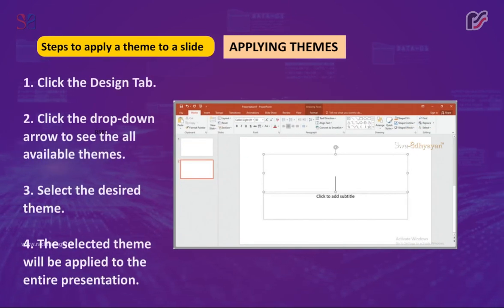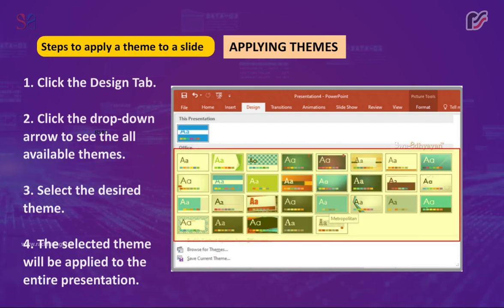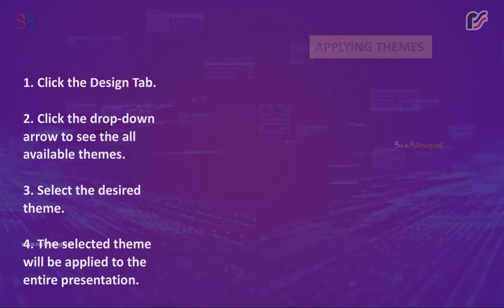1. Click the Design tab. 2. Click the drop-down arrow to see all the available themes. 3. Select the desired theme. 4. The selected theme will be applied to the entire presentation.